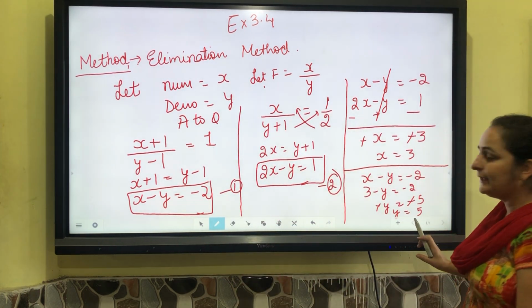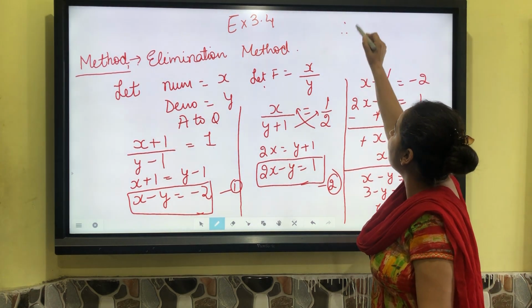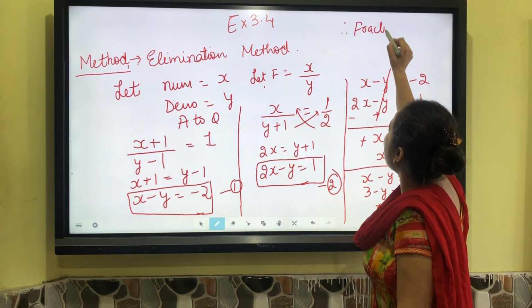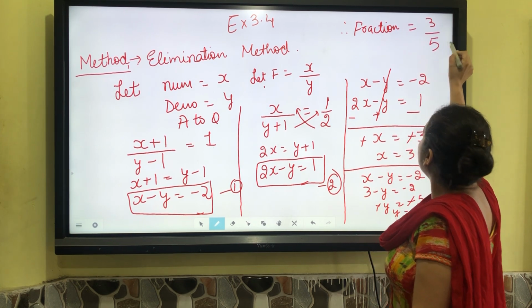Therefore, this is not the end of the question. There is one step more. Therefore, the fraction is x upon y. It means 3 upon 5.